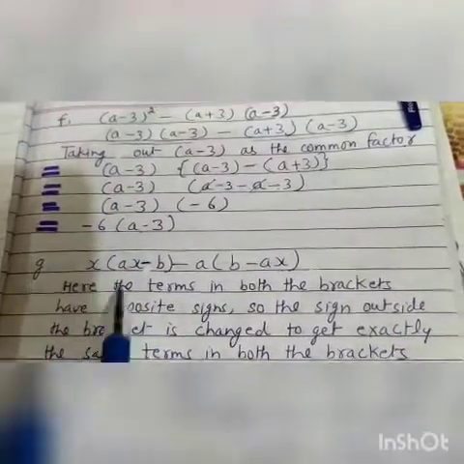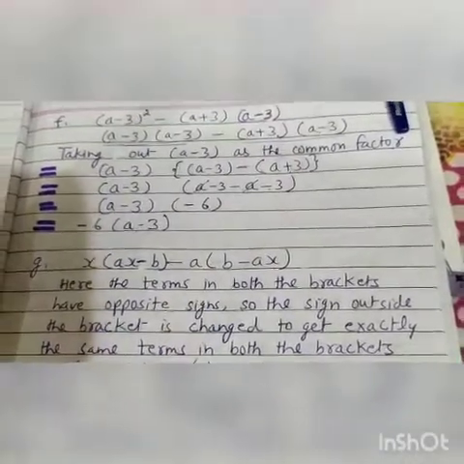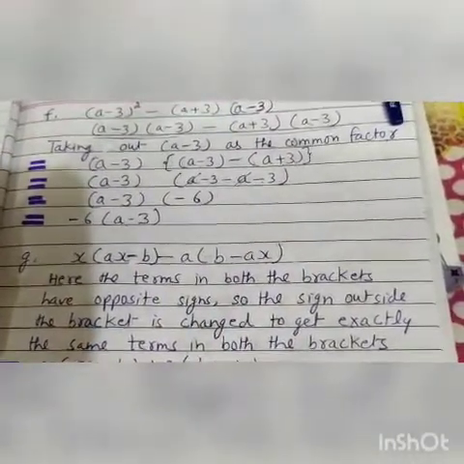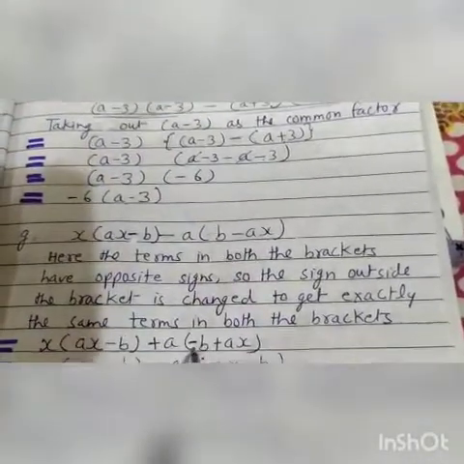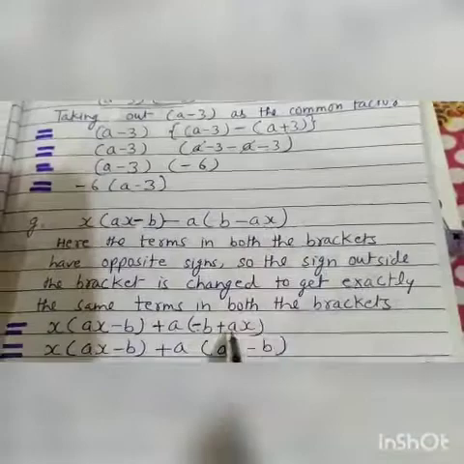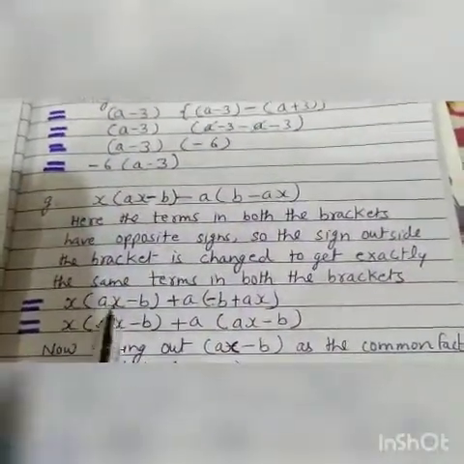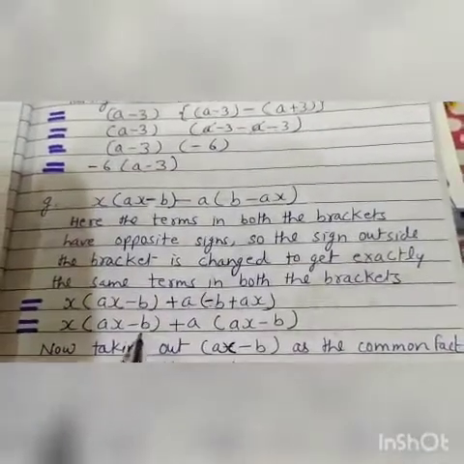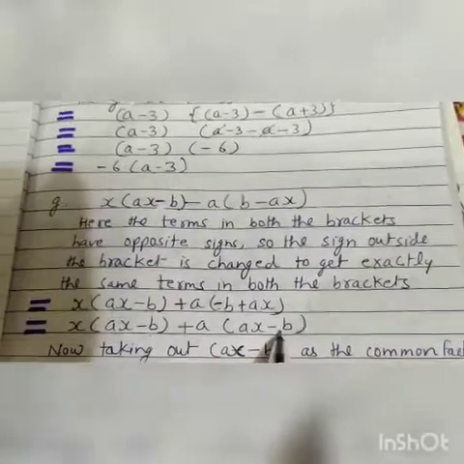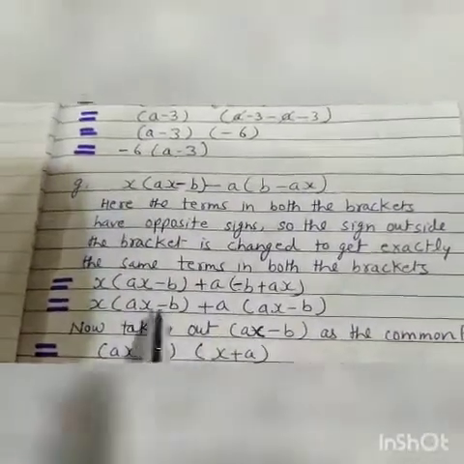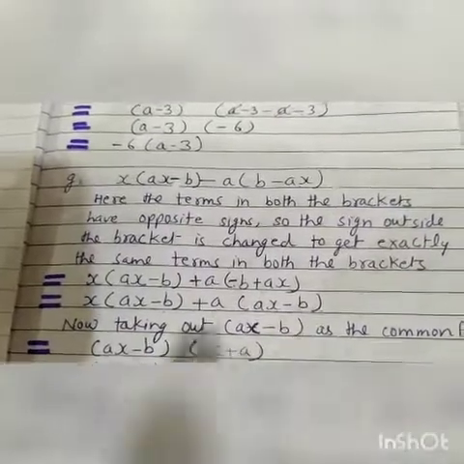So x(ax − b), it will be written as it is. Now this minus a, we will write plus a. Then this sign will be changed. This is plus b, it will become minus b. And this is minus ax, it will become plus ax. Now x(ax − b) is as it is plus a. Now we can write it (ax − b). So now both the brackets are same, (ax − b) with same sign.